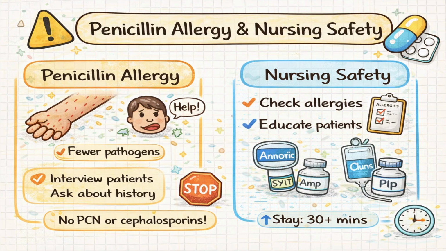Penicillin allergy is the most common medication allergy. Reactions range from mild rashes to life-threatening anaphylaxis. Always clarify the type of reaction a patient experienced. For patients with true penicillin allergy, penicillin should be avoided and caution should be used with cephalosporins. Nurses must monitor patients closely after administration, especially after the first dose.